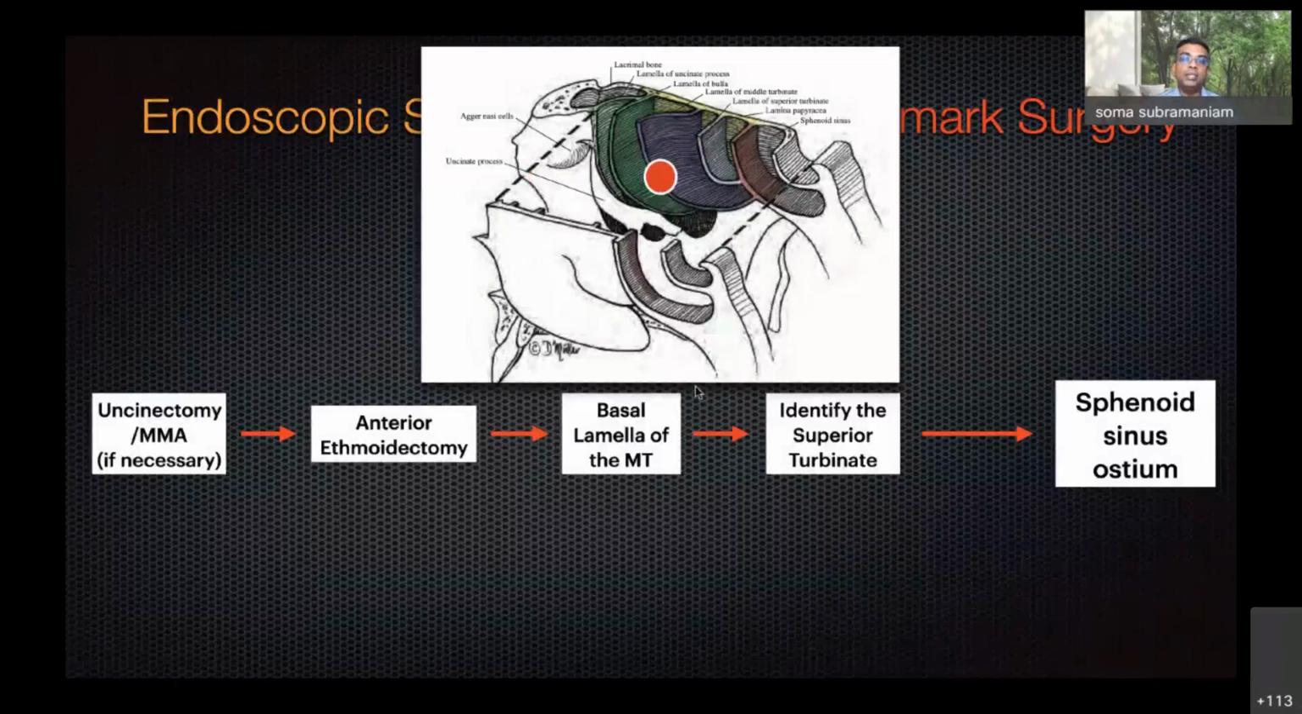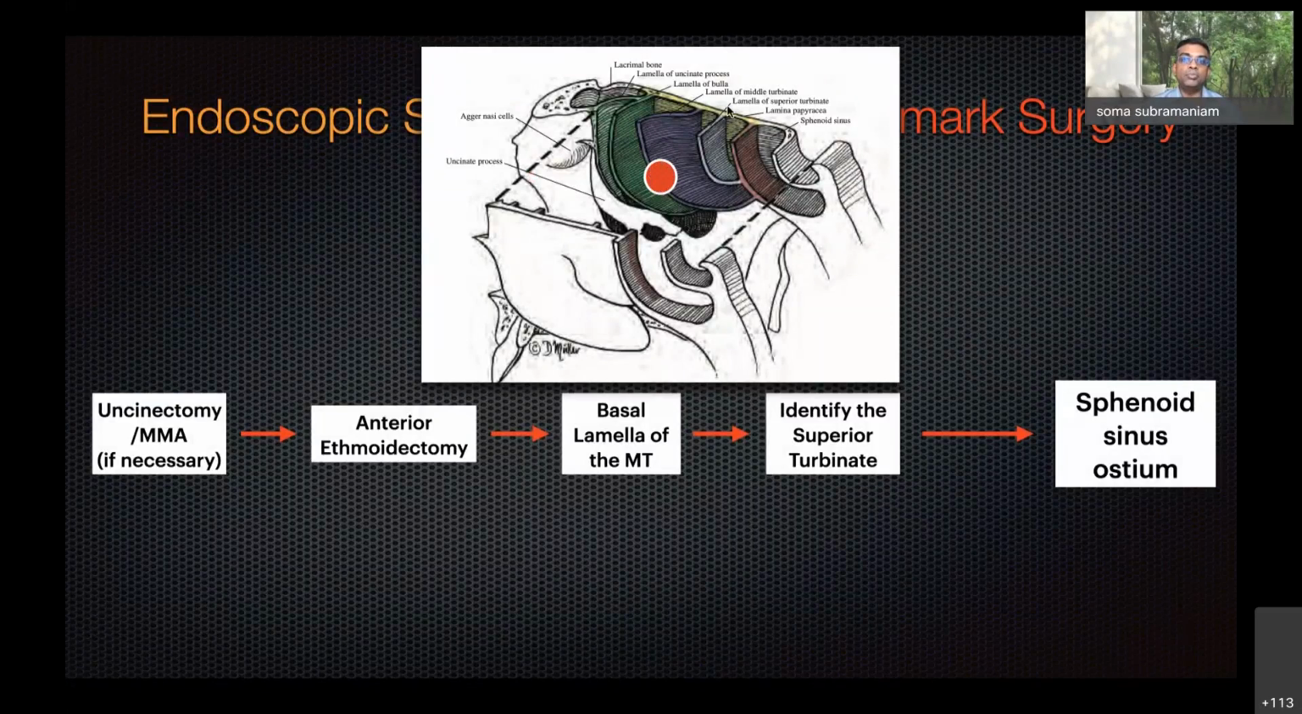Now, this is actually a pictorial representation of all the lamellae. As we're going through the lamella of the uncinate process, the ethmoid bulla, the third lamella is actually the lamella of the middle turbinate. So we want to puncture through just above the junction of the posterior third and the middle third of the lamella, keeping medial and inferior.